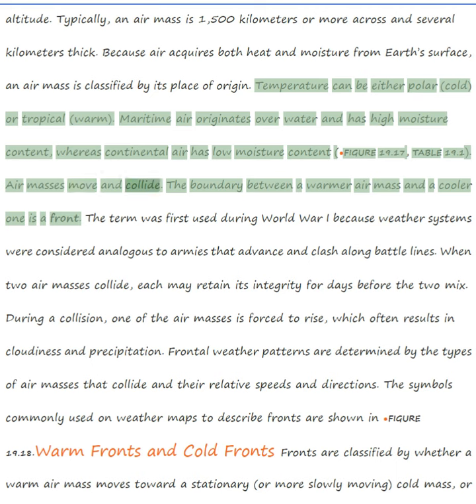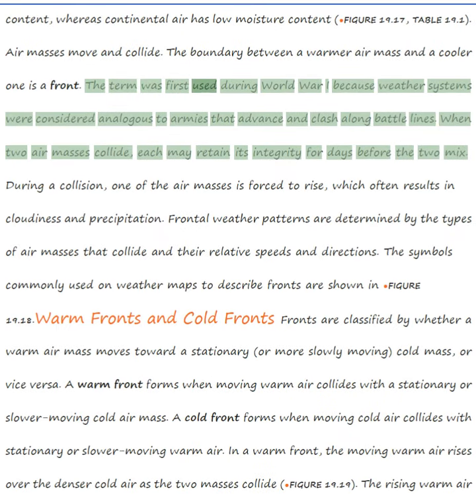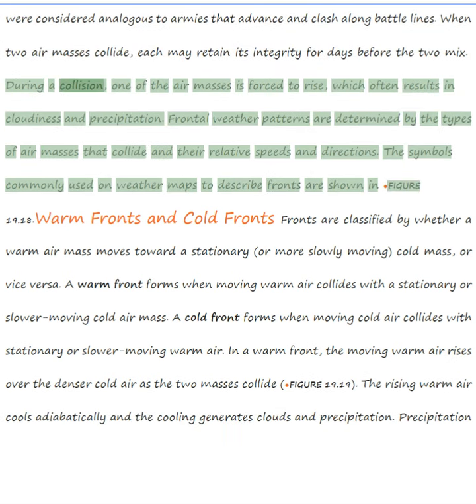Air masses move and collide. The boundary between a warmer air mass and a cooler one is a front. The term was first used during World War I because weather systems were considered analogous to armies that advance and clash along battle lines. When two air masses collide, each may retain its integrity for days before the two mix. During a collision, one of the air masses is forced to rise, which often results in cloudiness and precipitation. Frontal weather patterns are determined by the types of air masses that collide and their relative speeds and directions.